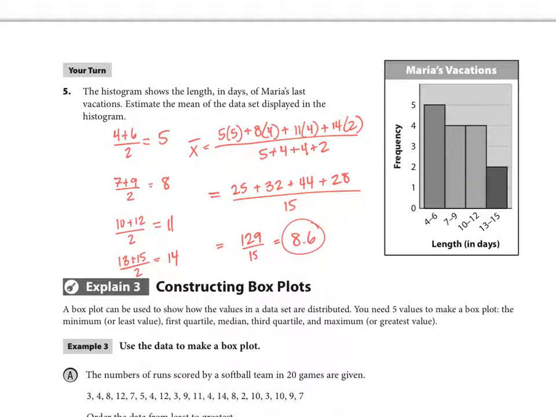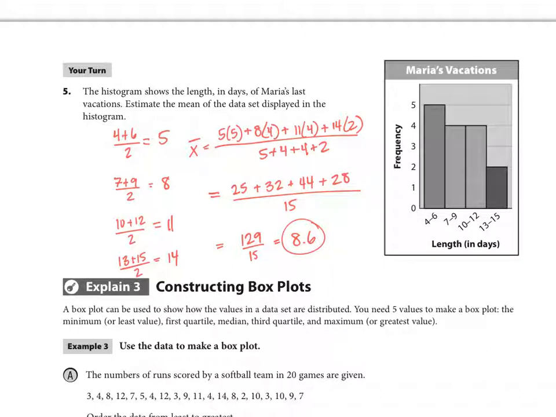Did the same thing with the third and fourth interval. So I'm doing that and adding them together to get the total sum of all the data values, and I get 129. The frequencies, there's 5 of the first one, 4 of the second, 4 of the third, and 2 of this last one. So 5 plus 4 plus 4 plus 2 means it's going to be 15 on the bottom. I divide by 15 to get my estimated mean. Remember that this is just estimated because we're assuming that the data values in each interval are equal to that middle number, or that average.